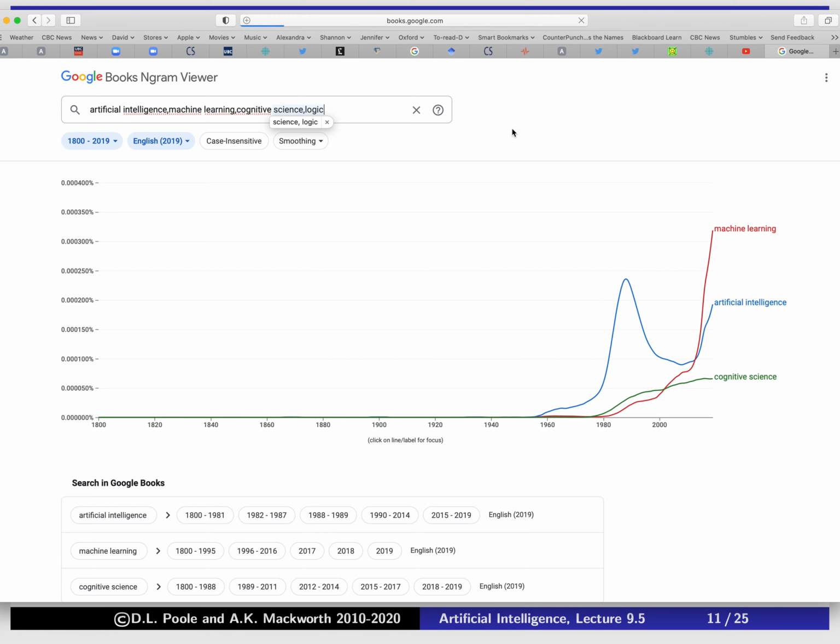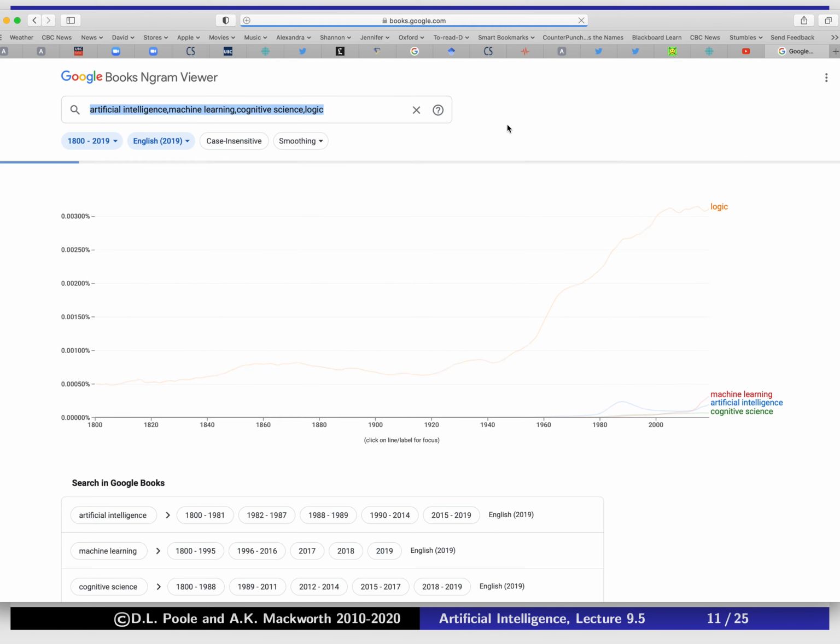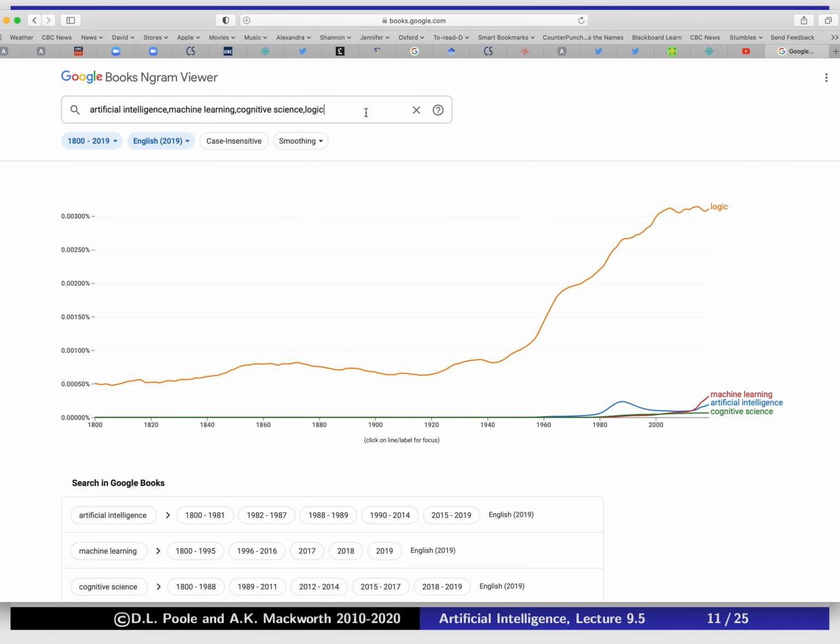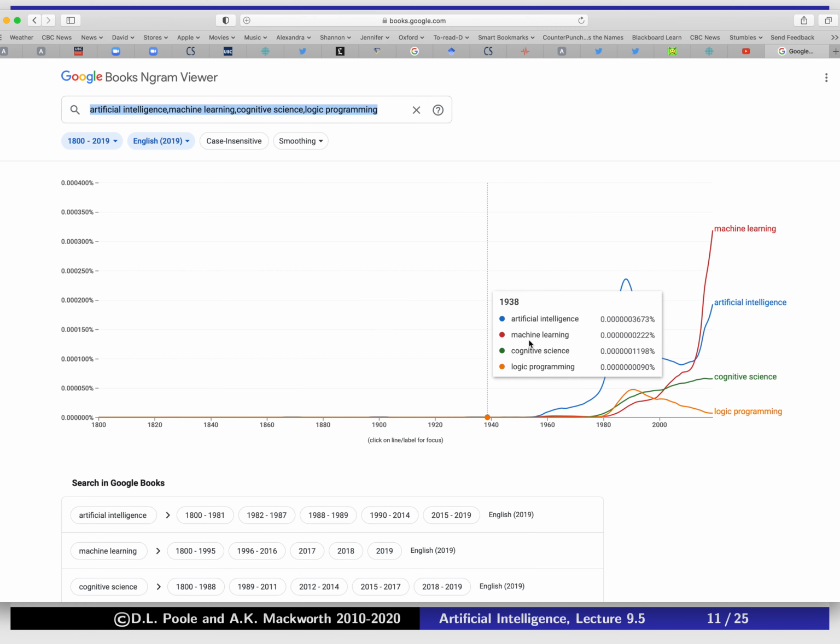So if you added logic in there, then we're going to find out that they're all much less common than logic. Okay, you might type logic programming, whoops, programming, is much less common than these other ones. Okay, so it was popular in the 1980s, and then since it's gone downhill.